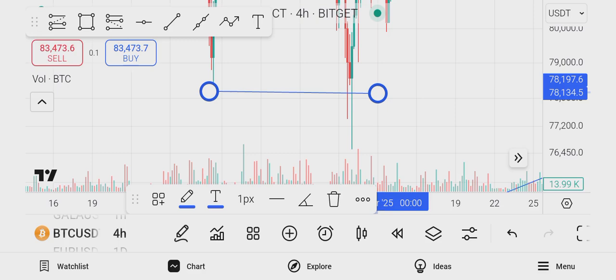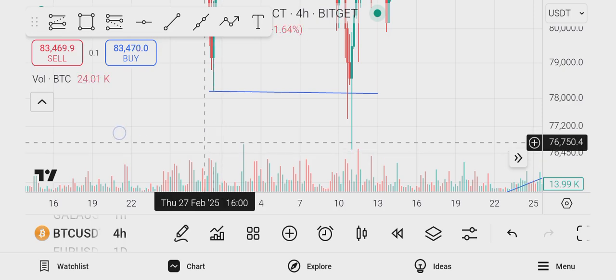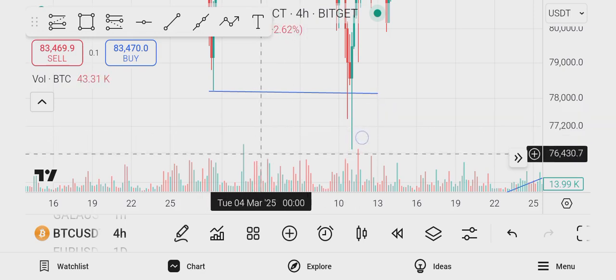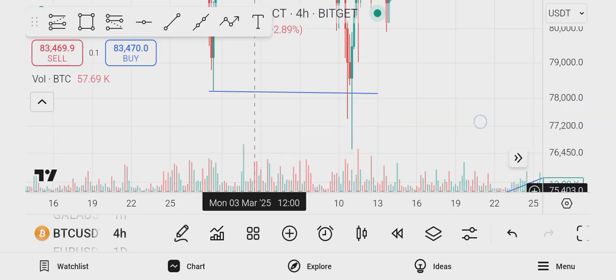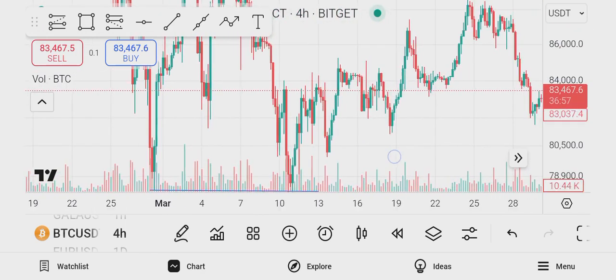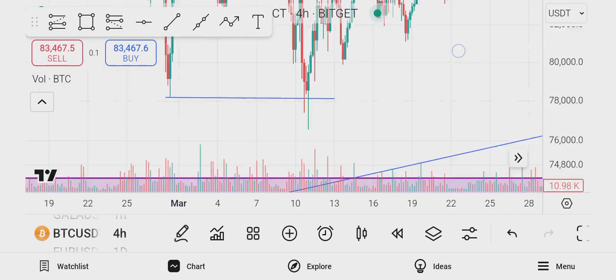Let's say the person started selling from 78,197.6. The person will sell down to this, which is 76,509.4. The person will be in profit now, but only for a short while, because actually the market is in a downtrend. The market just wants to use this long wick to grab enough liquidity before the market starts pushing up again. So you see the way the market pushes up to this range. So it's just a grabbing of liquidity.